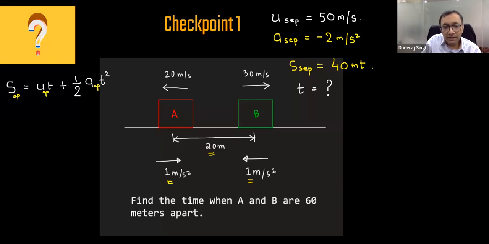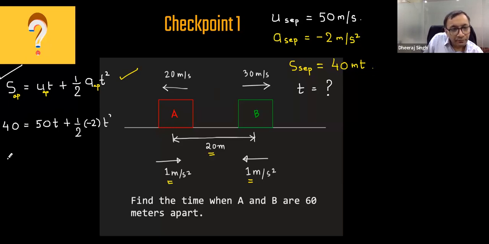Okay, now just substitute here. S separation is, okay, I have written approach. Same thing is valid for the separation also. Separation is 40, initial velocity 50 into t plus half into minus 2 into t square. So you have t square minus 50t plus 40 is equal to 0.